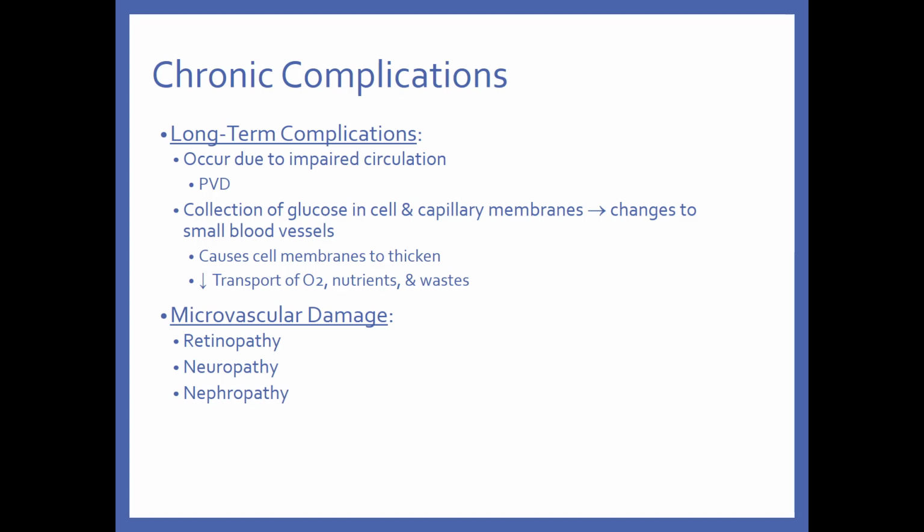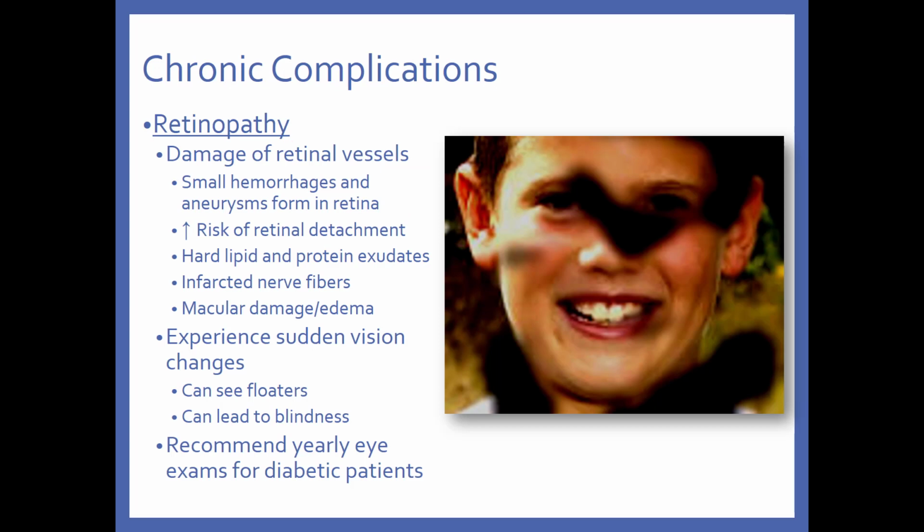But for the microvascular, we're talking about retinopathy, neuropathy, and nephropathy. Starting with retinopathy, damage to the retinal vessels within the eyes there. So small hemorrhages and aneurysms can form in the retina from the damage to the blood vessels. Increases the risk of retinal detachment over time. Hard lipid and protein exudates can also occur in the retina. Can cause damage to the nerve fibers as well as macular damage or edema, so the macula in the eye, a highly vascular area, can also become damaged and edematous.